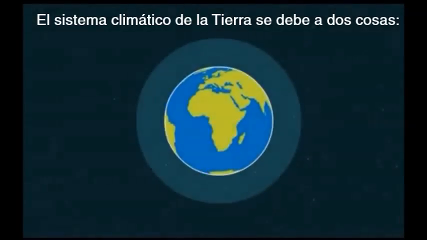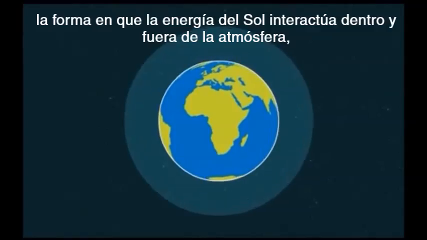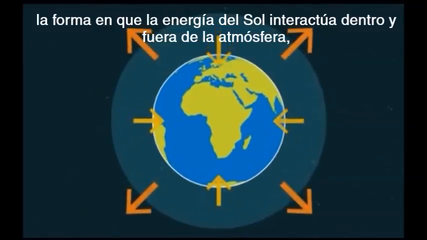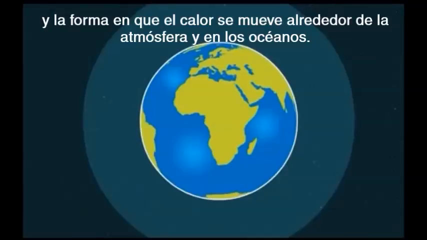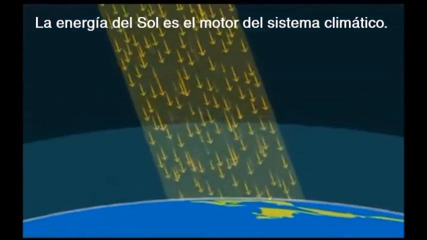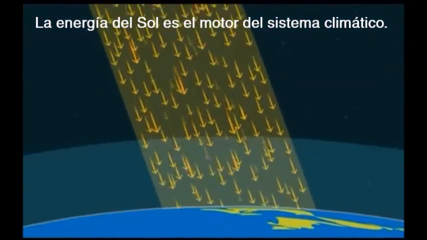The Earth's climate system is driven by two things: the way energy from the sun moves in and out of the atmosphere, and the way heat moves around the atmosphere and the oceans. Energy from the sun is the main driver for our climate system.